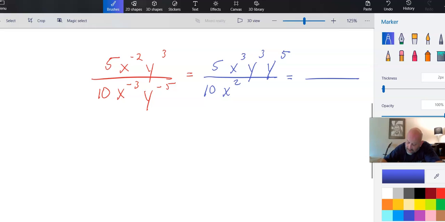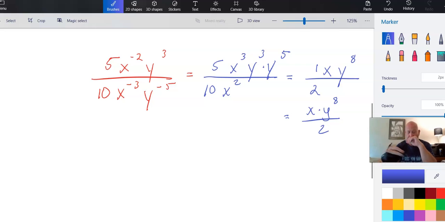So let's see here. 5 over 10 would be 1/2. X to the third over x squared. Let's see, these 2 on the bottom are going to cancel 2 on the top, and so the leftovers are going to be up top. So I have an x. And then I don't have any cancellation for the y's, right? Because there's no division. It's only multiplication. They're on the same side of the fraction bar, which means I just add the exponents. Y to the 8th. And so if I clean this up a little bit, this is x times y to the 8th over 2. And that's my final answer with this.